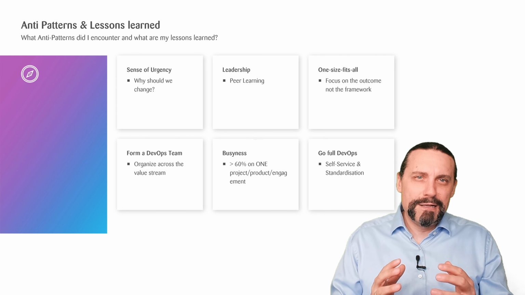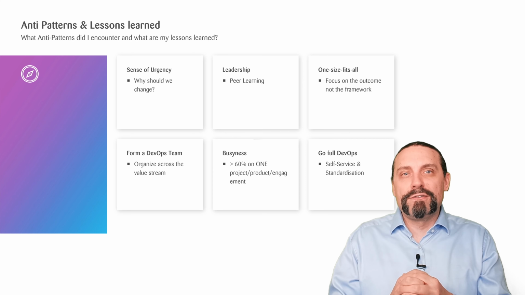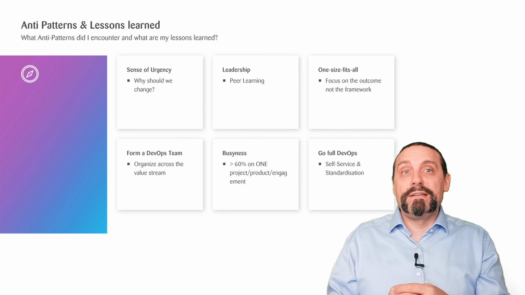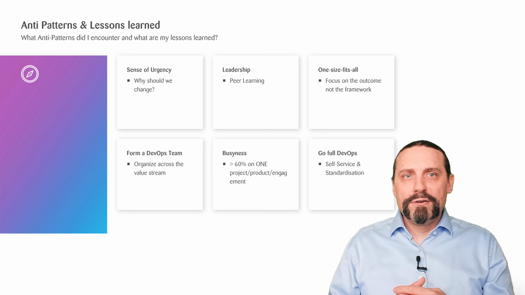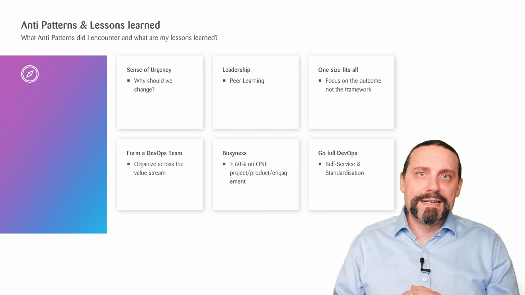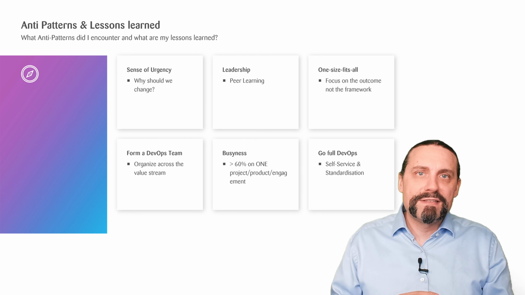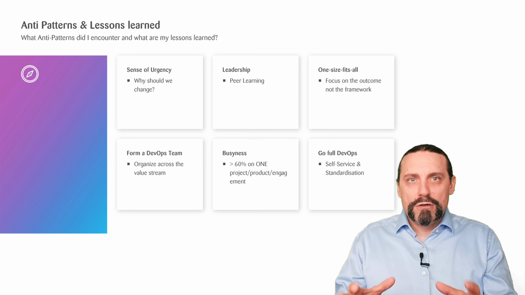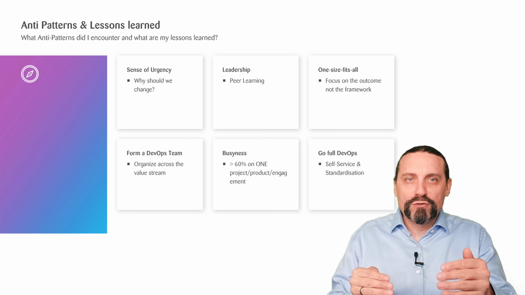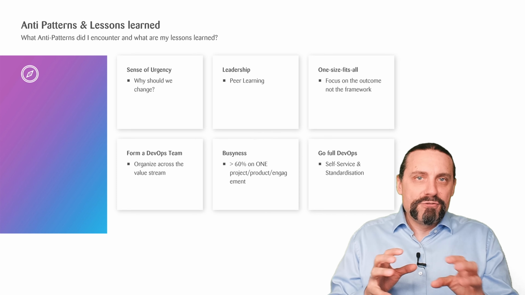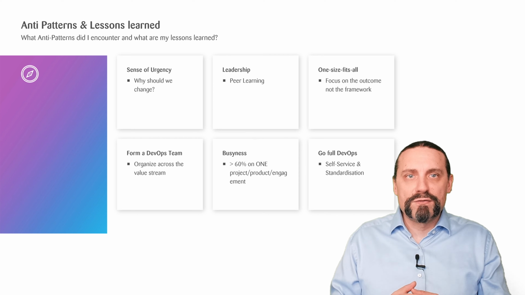Here, what helps very much is peer learning, where you bring the leaders of a company together, especially with leaders from companies that have already done the DevOps transformation, so that they can do peer learning. The third anti-pattern which we have discussed is one size fits all, just applying a framework without thinking about it. Here, don't apply a framework. Use your brain, focus on the outcome. What do you want to achieve? And just use the framework as a toolbox. Take out of the toolbox what fits your need and what solves your problems.